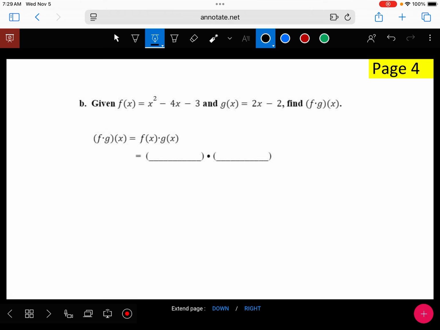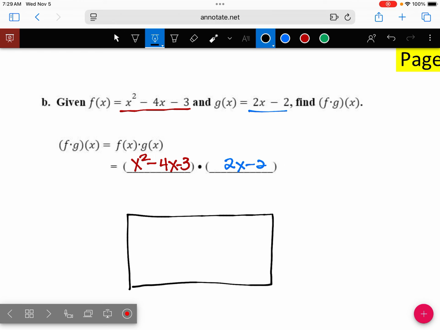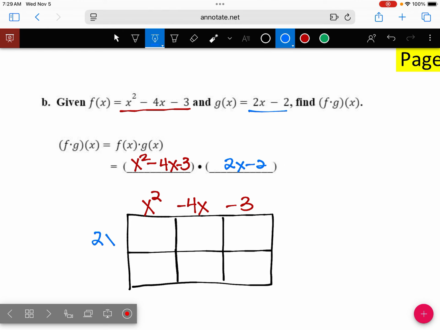So this time we have a little bit bigger of a box because I have x squared minus 4x minus 3, and then here I have 2x minus 2. You see how I have 3 terms. Because I have 3 terms, I need to make a box that's a little bit longer. It needs to kind of look like a rectangle. So I'm going to put my x squared minus 4x minus 3, and then down the sides, 2x minus 2. So take a second, fill in all 6 squares.